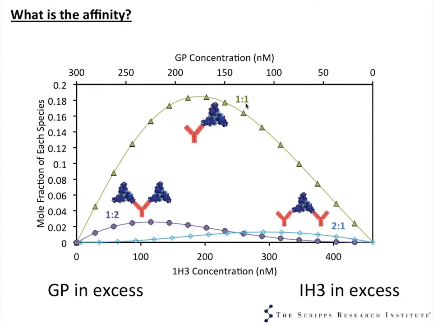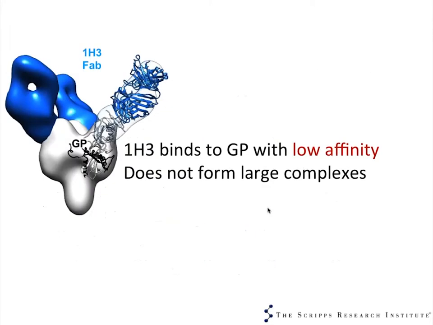We can also determine what the affinity of each of these associations is. So the antibody can bind to a GP with an affinity of about 490 nanomolar. And 2 antibodies bind to a GP trimer with an affinity of about 785 nanomolar. So from this data, we learned that 1H3 binds to GP with relatively low affinity, and it does not form any large multivalent complexes.